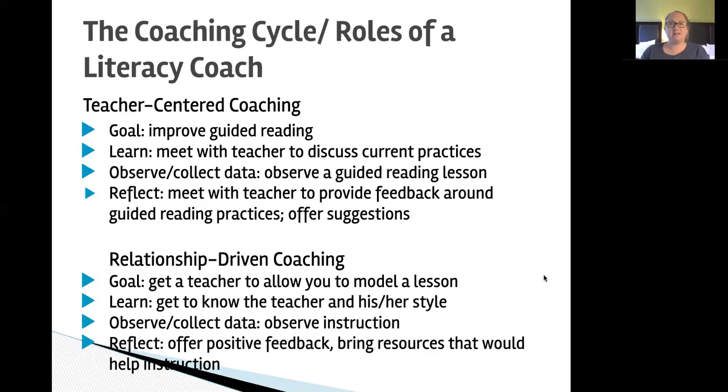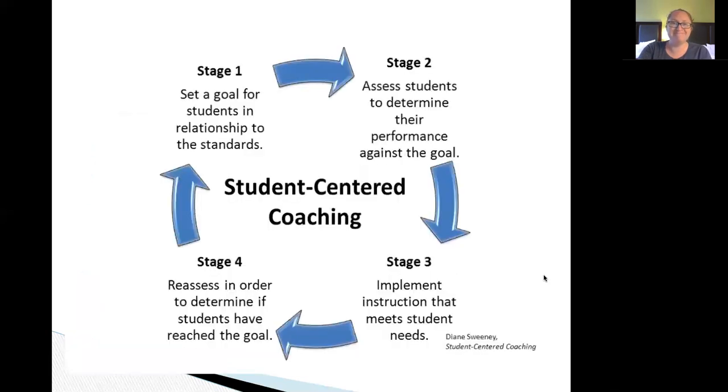That teacher is going to then say, huh, that coach brings some value to the table. I could get on board with that. And that's going to help establish a relationship. So that's very often your most resistant teachers, where you have to start with relationship-driven coaching. Bringing resources is a perfect place to start. I'm telling you, it works.